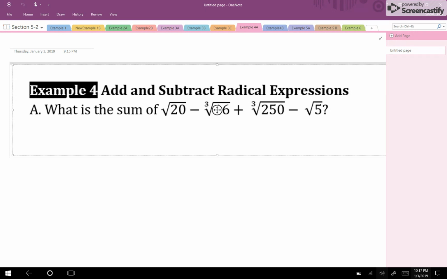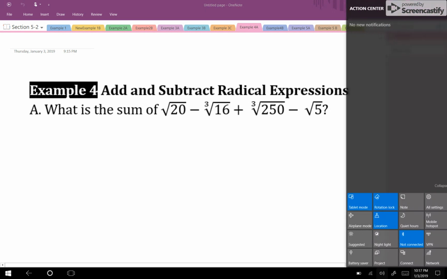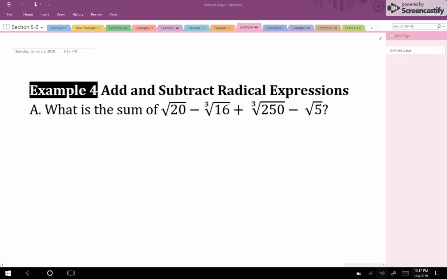So example 4 says we're going to add and subtract radical expressions. Now, radical expressions have to have the same radicands.